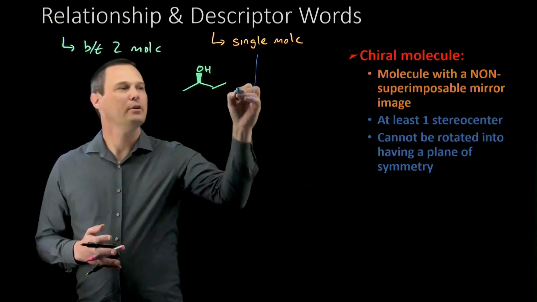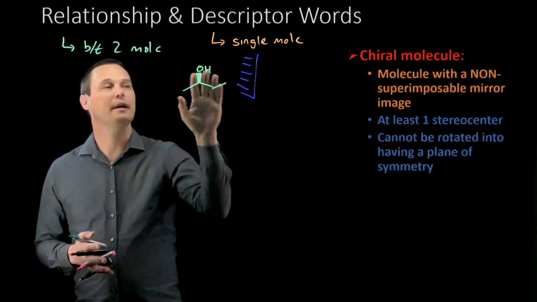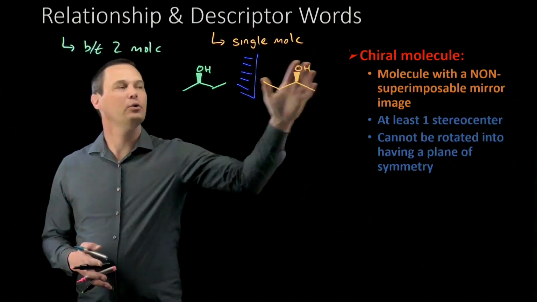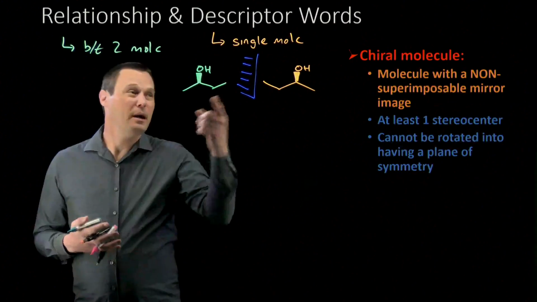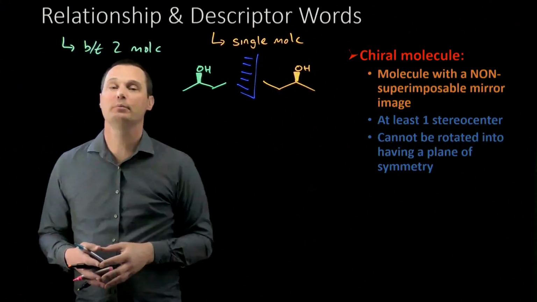If I try and draw the mirror image of this molecule, this is our universal chemistry symbol for a mirror plane. If I reflect this through a mirror, that reflects the OH group over to the right side of the molecule and keeps it on a wedge. It's a reflection, it's not a pancake flip. Every molecule has a mirror image. It's only a chiral molecule if this mirror image is not superimposable on the original.